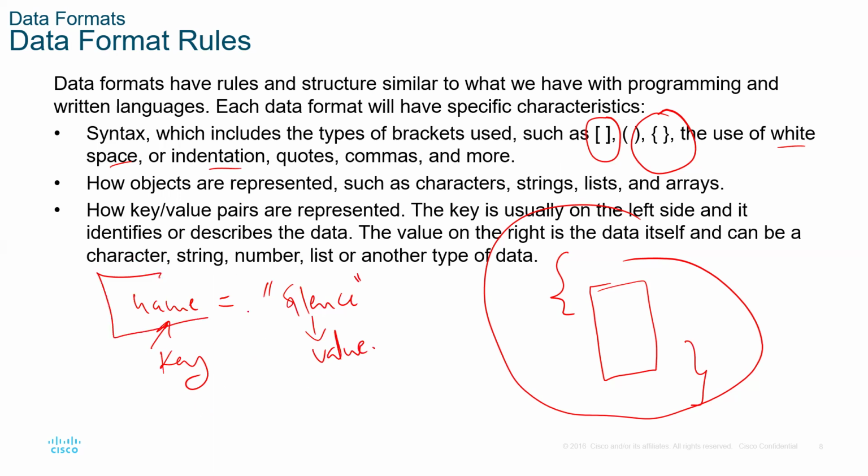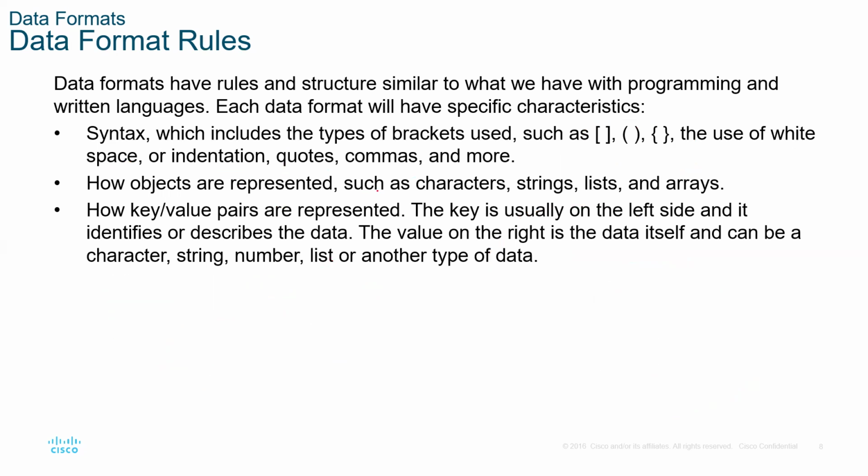So in this example, I have my identifier name. And what is my name? My name is Silence. It's in quotes because it's a string. Like I said, with network automation and all these data formats, a basic understanding of programming will be very important. So with the rules, we have quotes, we have commas. At the end of each key pair value, you have a comma separating it from the next. Objects are represented as characters, strings, lists, arrays. We'll discuss those as we go.